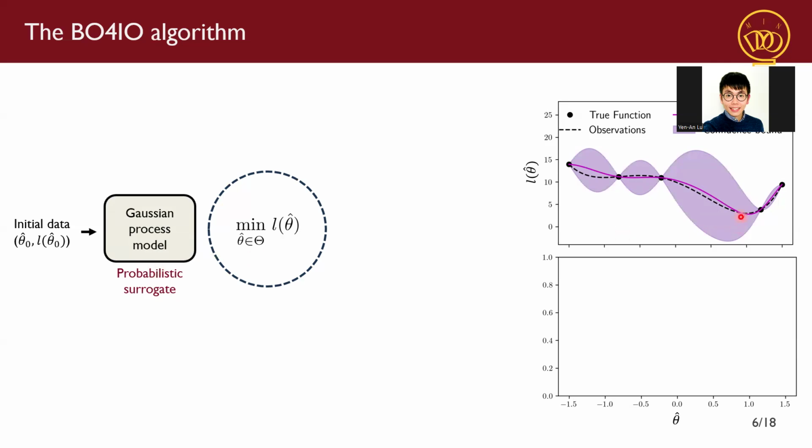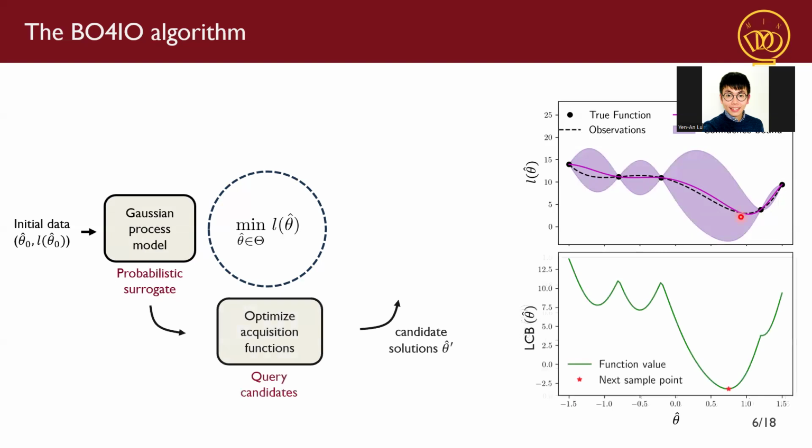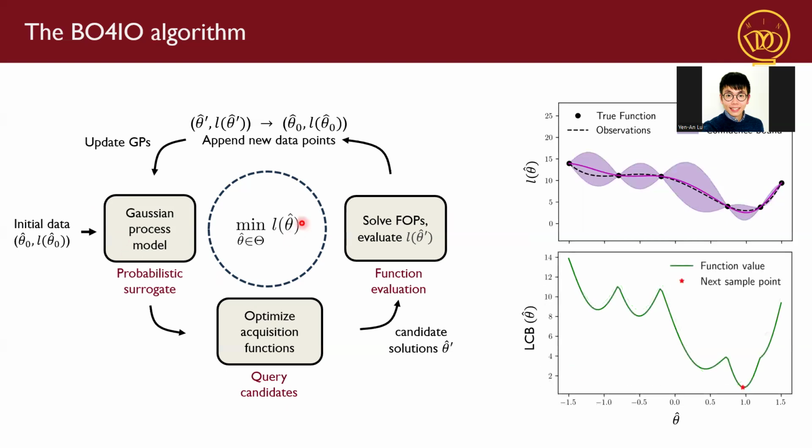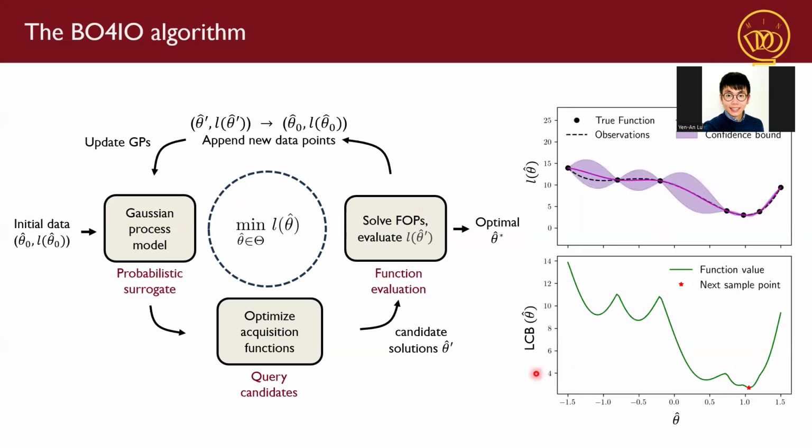Then we can use this GP surrogate, which provides uncertainty quantification on explored regions. Then we can formulate an acquisition function and further optimize it to create candidate points that can potentially lead us to better loss function values. And then we do the function evaluations at the suggested points and use the information to update our GP. Then we repeat the whole process again until we converge to the optimal parameter values.